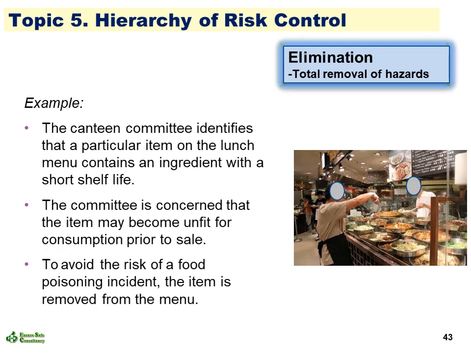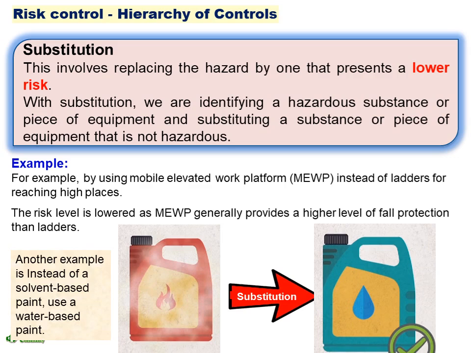Example. The canteen committee identifies that a particular item on the lunch menu contains an ingredient with a short shelf life. The committee is concerned that the item may become unfit for consumption prior to sale. To avoid the risk of a food poisoning incident, the item is removed from the menu. Details about the hierarchy of risk control continued.